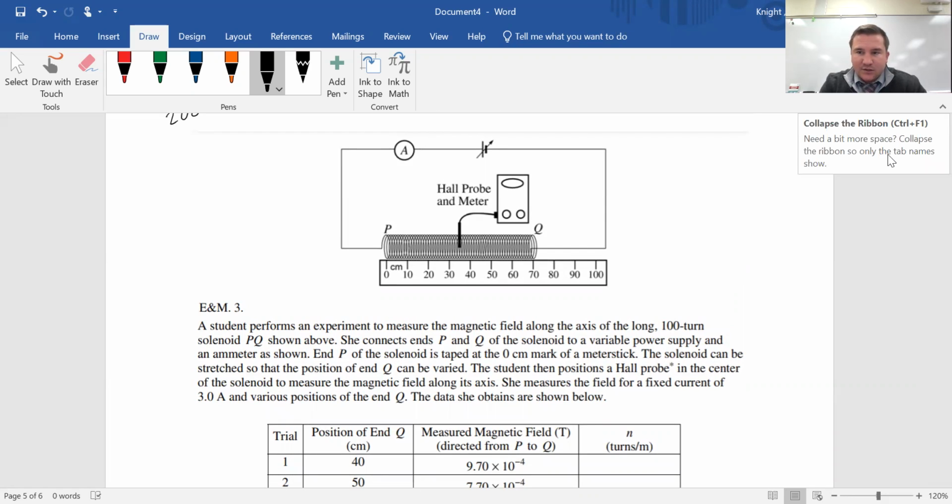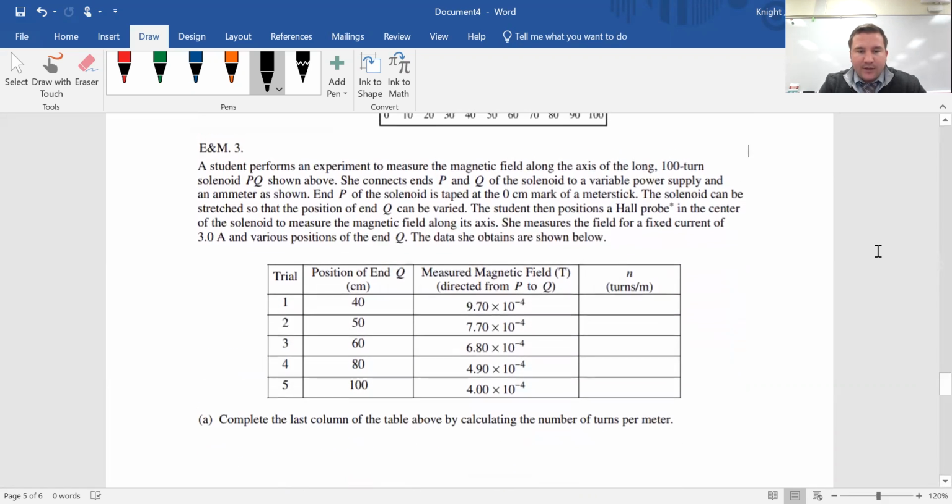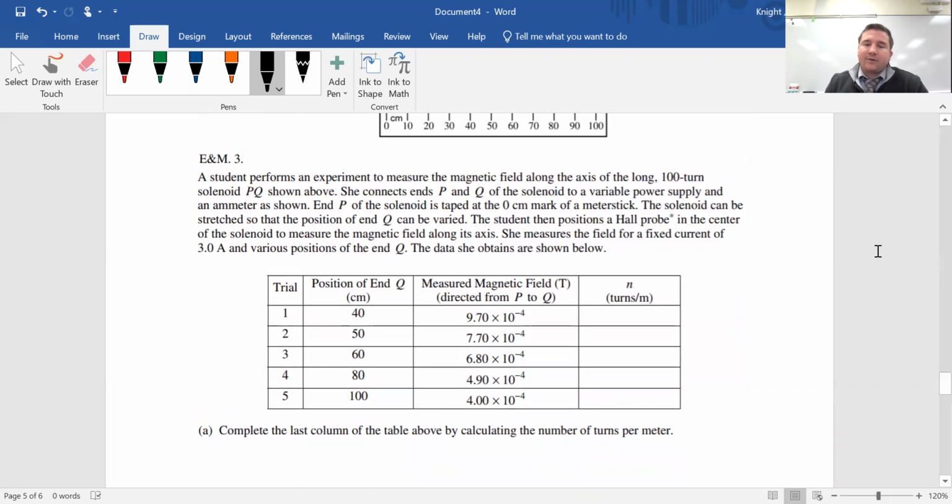The student then positions a Hall probe in the center of the solenoid to measure the magnetic field along its axis. She measures the field for a fixed current of 3 amps and various positions for the end of Q. The data she obtains is shown below. Complete the last column of the table by calculating the number of turns per meter.